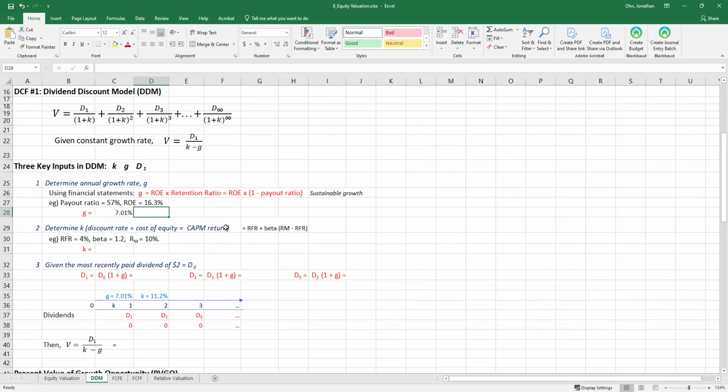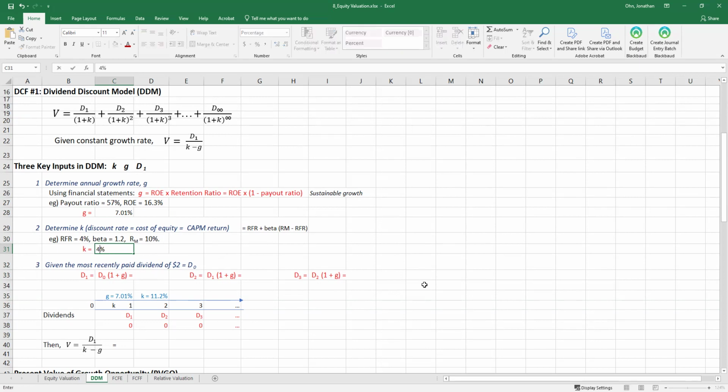So to calculate the discount rate or cost of equity to be used in security valuation, stock valuation, we use the CAPM model, the capital asset pricing model. Given a risk-free rate of return, the T-bill return, of 4%, a beta of 1.2, and a market return of 10%, we can calculate the CAPM return like this.